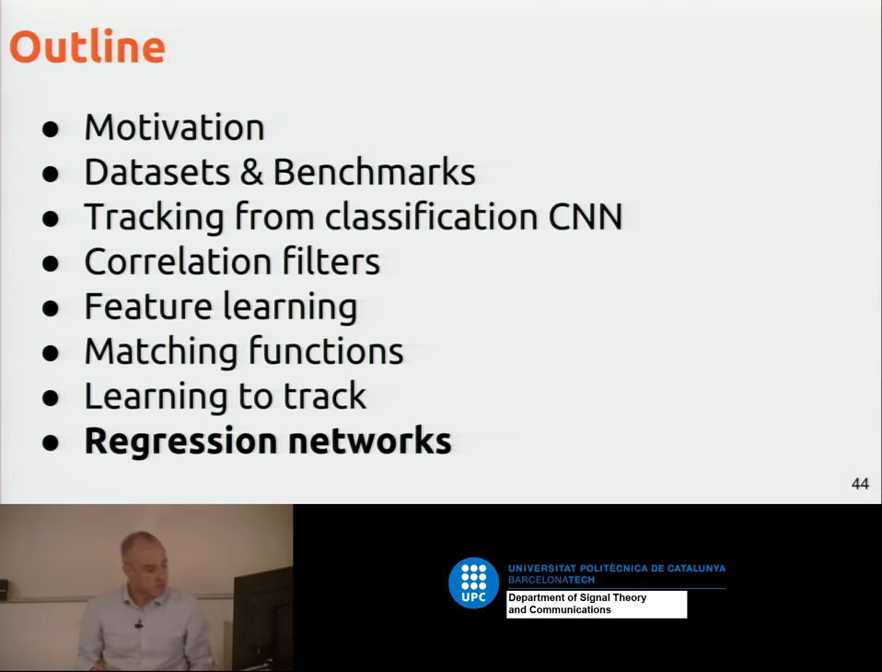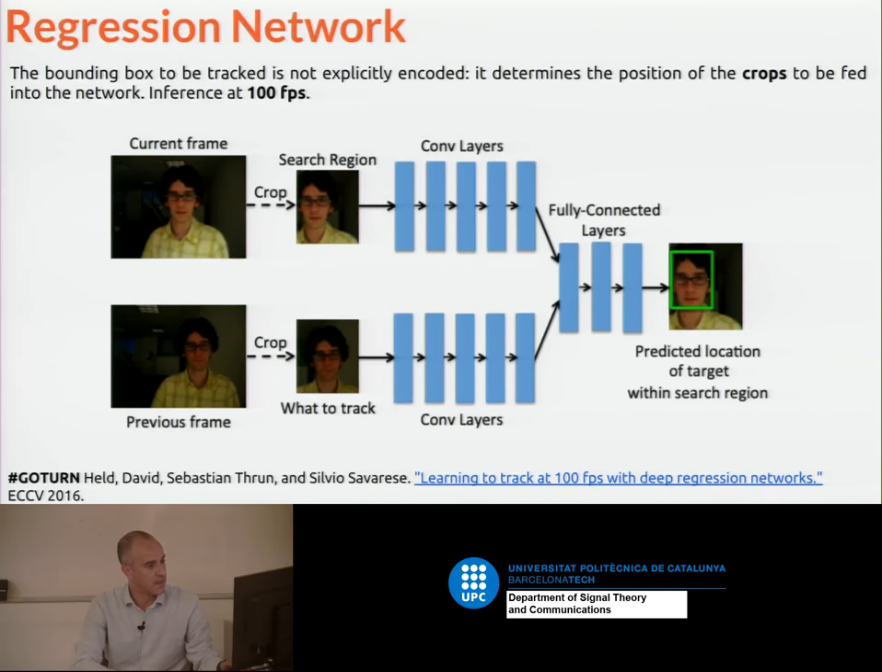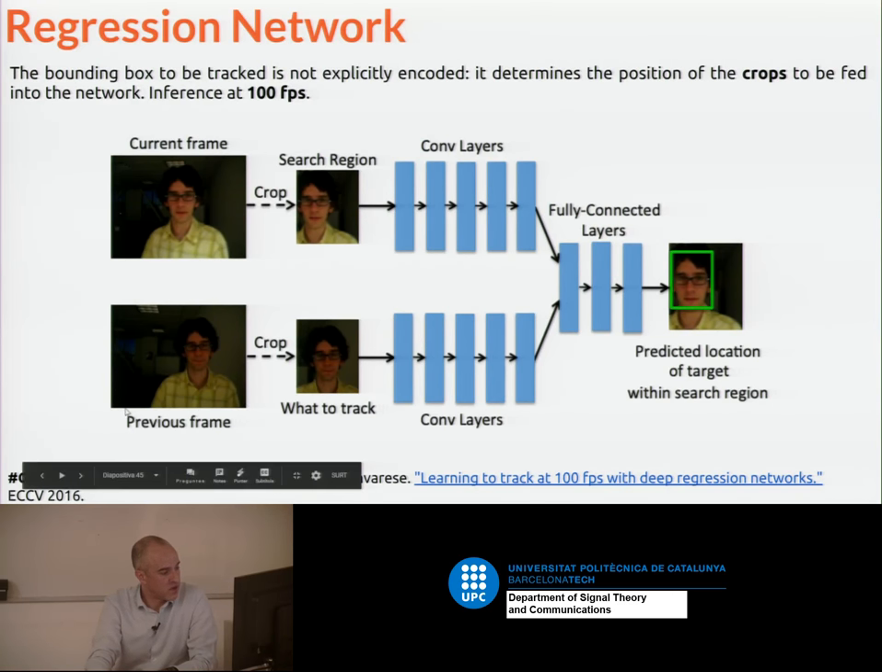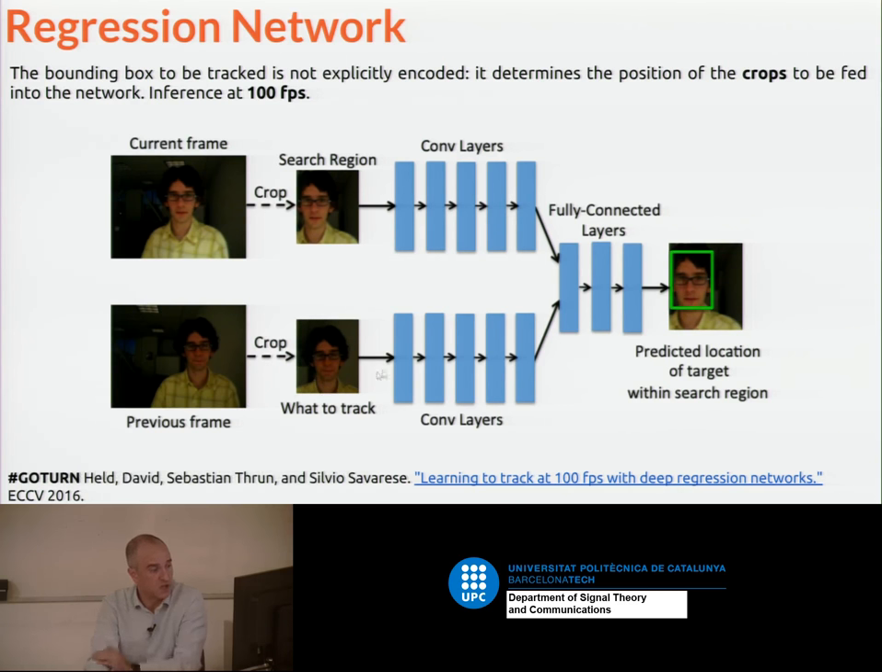Then final approach. These are called regression networks. Then the regression networks, I think it's a very smart approach. So imagine that you have the previous frame, let's say, the crop of the object that you want to track, okay? And then you're going to feed that into convolutional layers. And you will train a network so that given this crop, okay, so let's say the coordinates of the crop on the previous frame, it will tell you where to crop in this frame. Okay? That's the nice part.